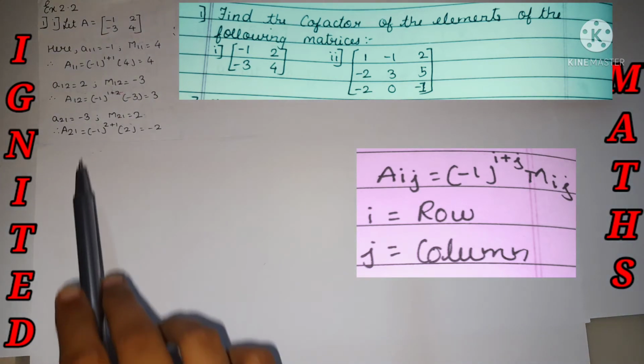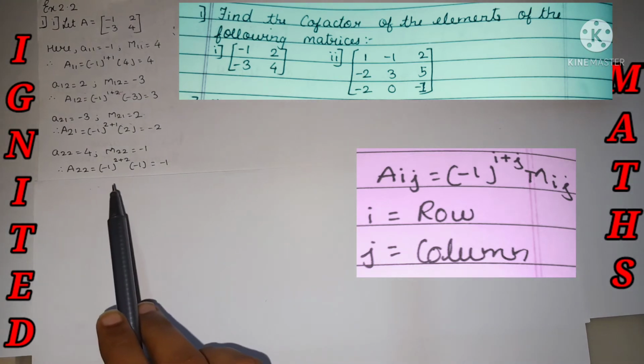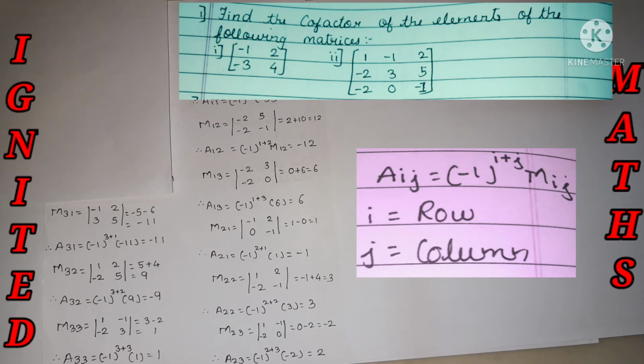And A21 is equal to minus 1 raised to 2 plus 1 into 2. Okay, just do the calculation as before and we'll be getting the answer. Let's move to the second sub question. Here is also the same question.